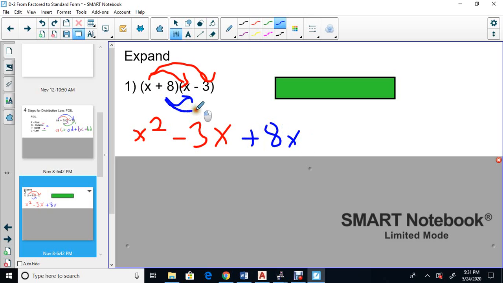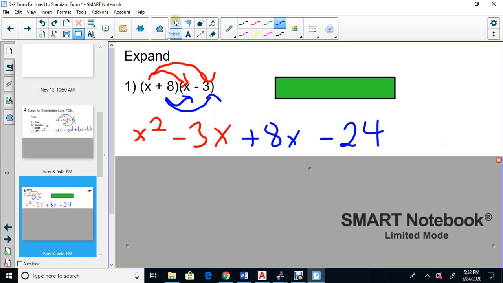And then we'll do the last two here. So 8 times negative 3 is negative 24. We're just multiplying 8 times negative 3. Here we did x and x, which is x squared. X and negative 3, we put negative 3x. 8 and x, we put 8x. And 8 times negative 3 is negative 24.